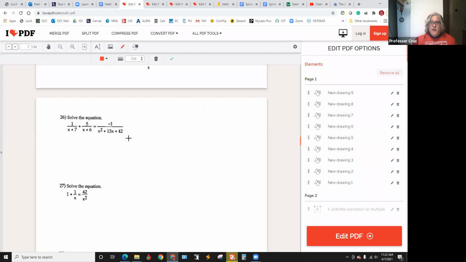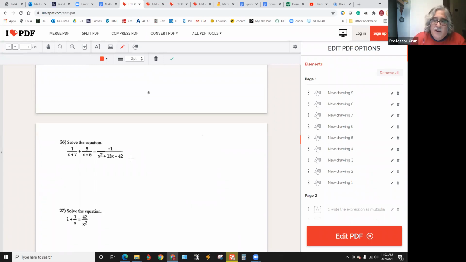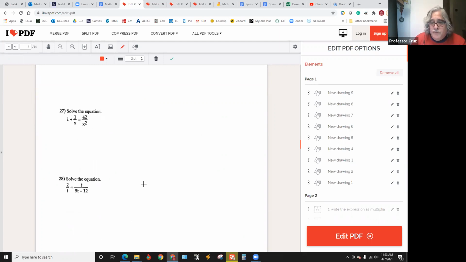But this one is going to be factorable as x plus 7 times x plus 6. So x plus 7 and x plus 6 would be your LCD, and you multiply. This one you would lose the x plus 7. So 1 times x plus 6. This one you would lose the x plus 6. So it's 5 times x plus 7. And this would use both. It would just be equal to 1.